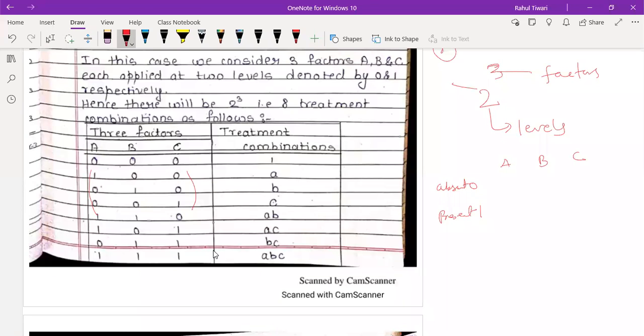So first one, all 3 factors are 0. Then second one, 1 0 0. Sorry, 0 1 0, 0 0 1. So you can look here, 1 at the first place, A is present. That means A will come. Second, we have B present. Similarly, C is present. That means treatment combination C will come.